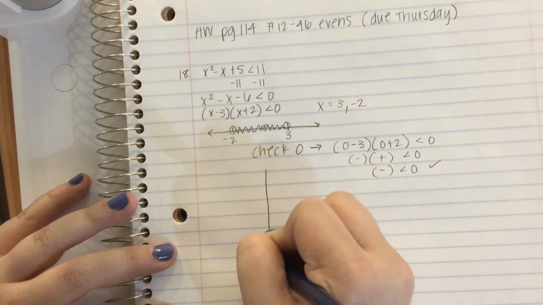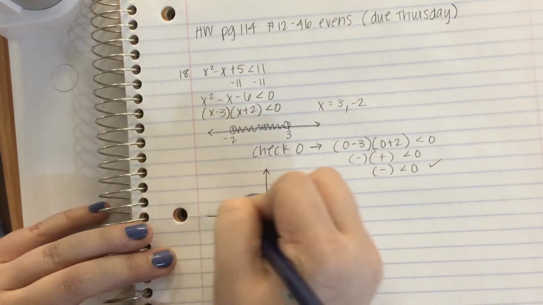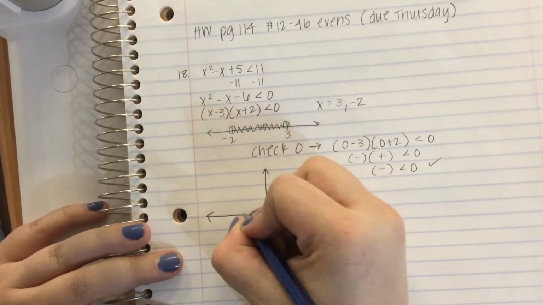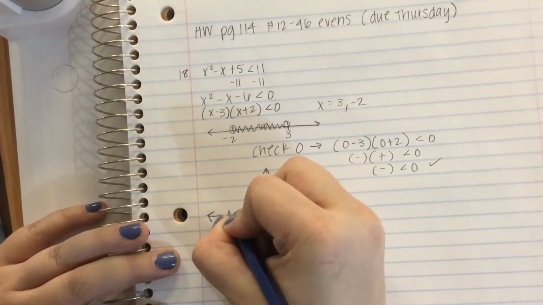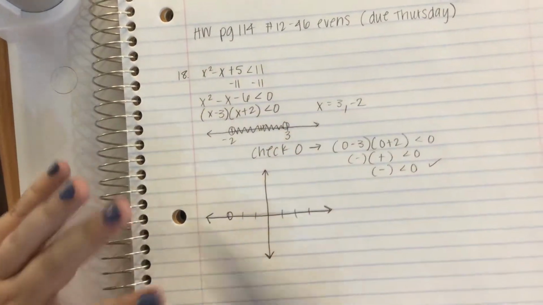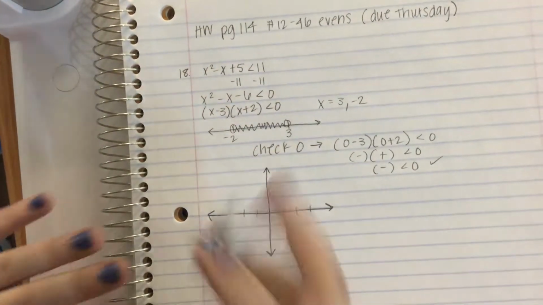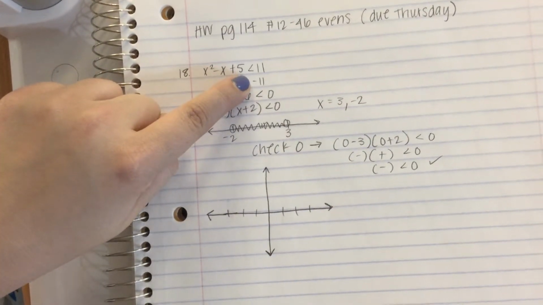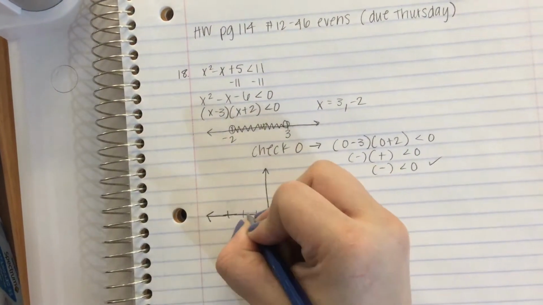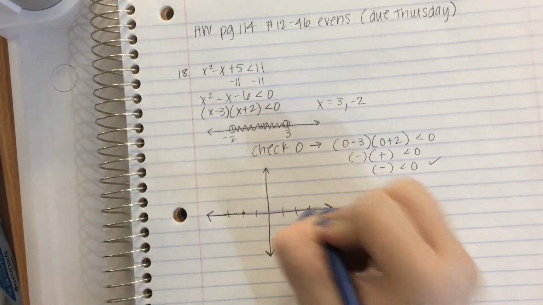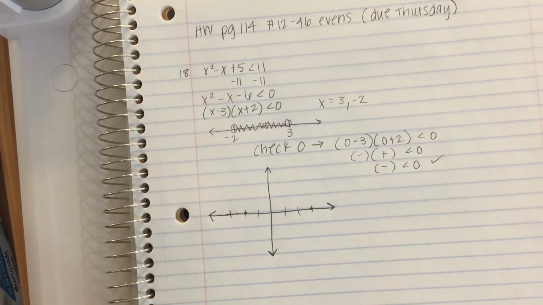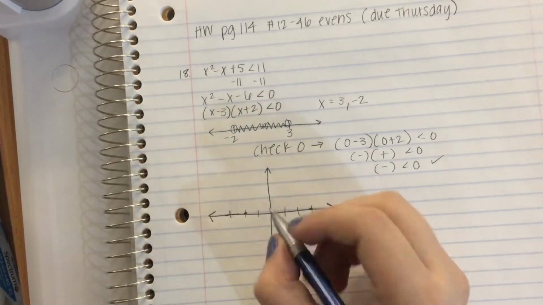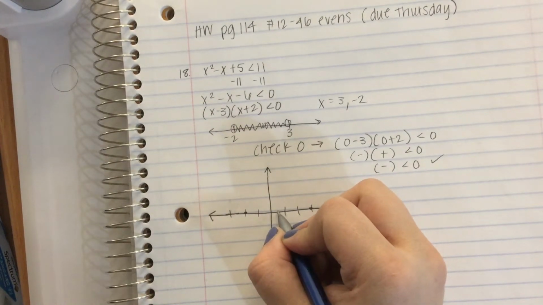So I know I'm going to shade somewhere. What kind of line am I going to have? Solid or dashed, first of all? Dashed. So here's -2. Here's 3. My vertex is going to be 1/2, something or other.